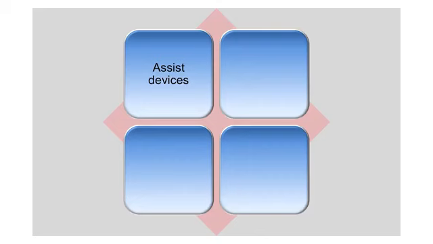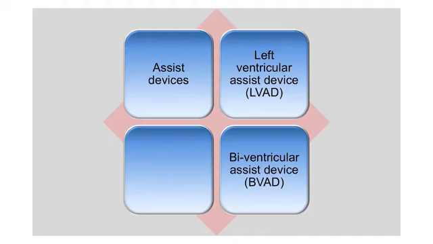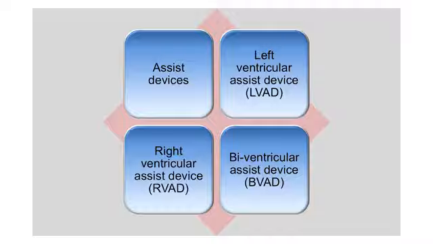What else can we do? Of course, we have ventricular assist devices. These devices will replace one or both ventricles of the heart. We have the left ventricular assist device, which replaces the left ventricle of the heart. We have biventricular assist devices, which are able to support both ventricles of the heart. And we have right ventricular assist devices, which replace the right ventricle of the heart.